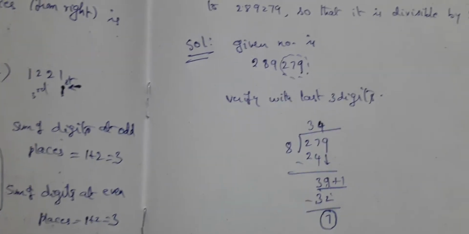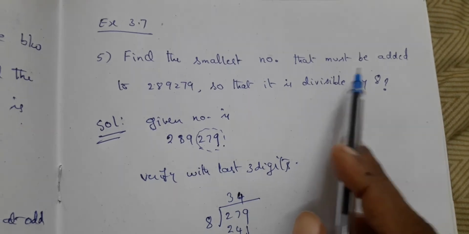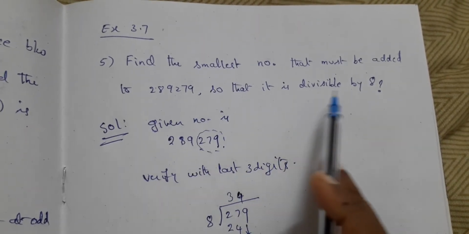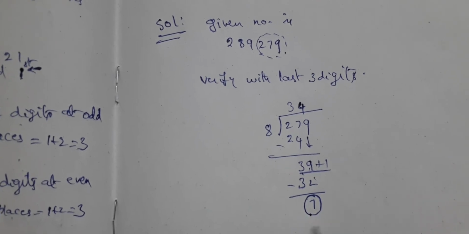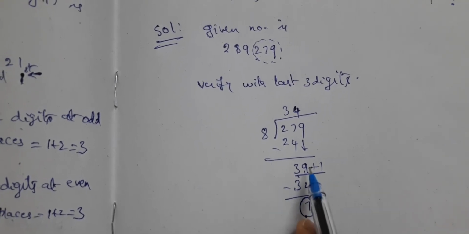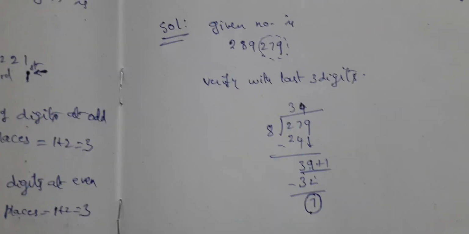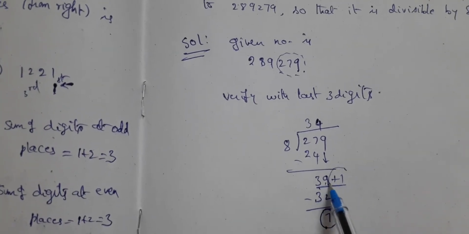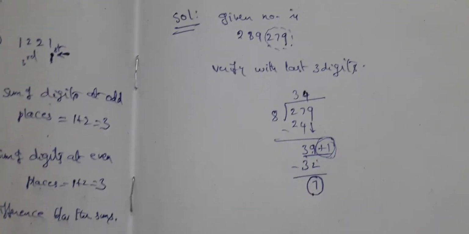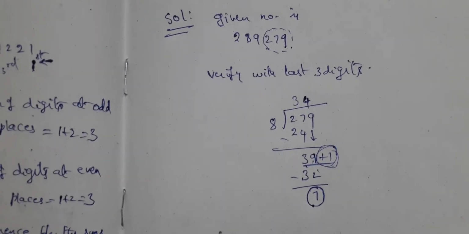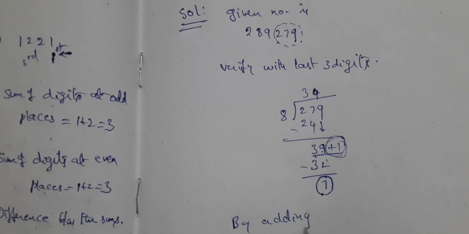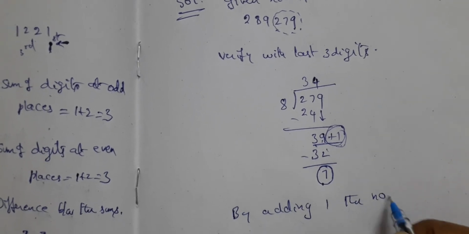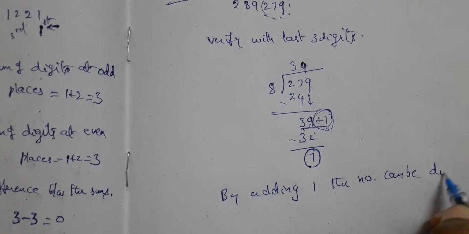So, what is the question asked? What number must be added to this number so that it is divisible by 8? So, what we have to add? We have to add only 1 because the remainder is 7 here. If you add 1, automatically the remainder is going to be 8. That means 8 is divisible by 8 and hence we will get the remainder to be 0. So by adding 1, the number can be divisible by 8.